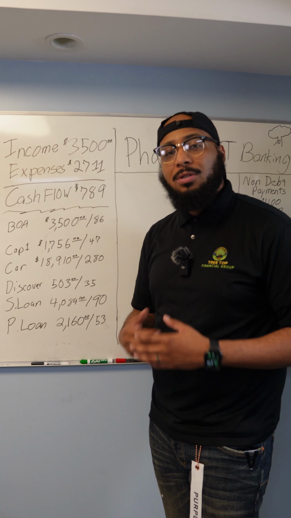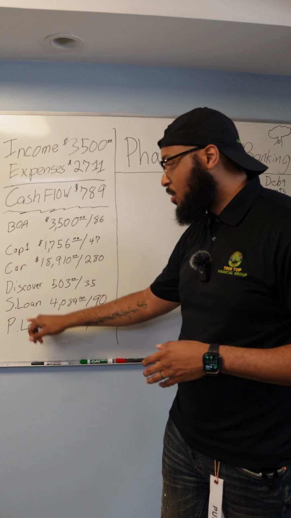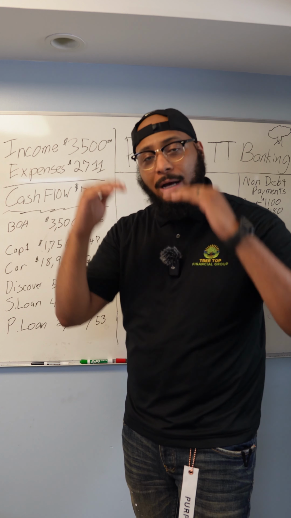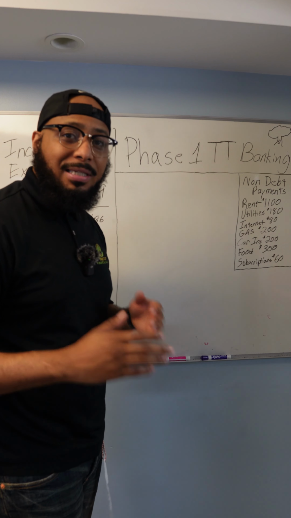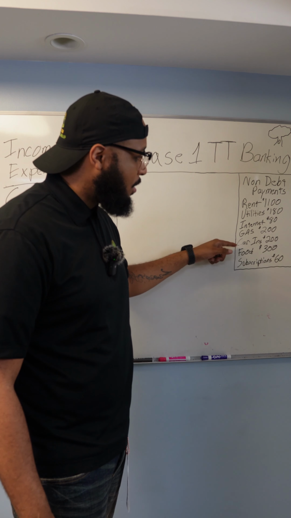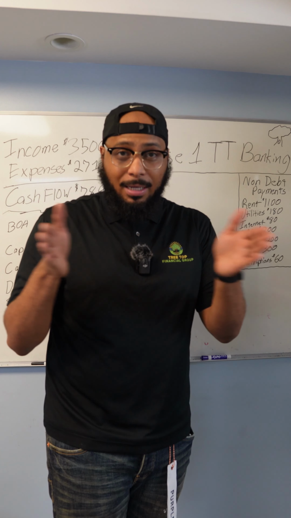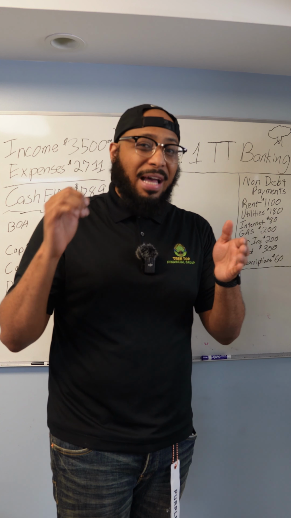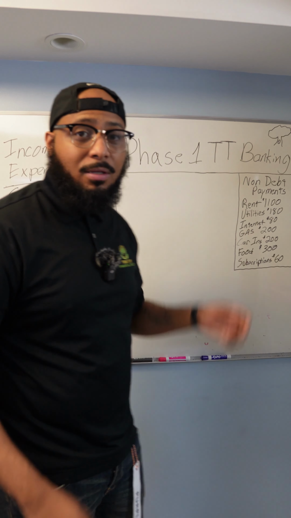So debt payments are something that you can pay down to zero. You've got a bunch of credit cards right here, student loans, personal loans, cars. All of those debts you can pay down to zero and they will be gone. They will add back to your cash flow. Now, non-debt payments will be rent, utilities, internet, gas, car insurance, food, subscriptions. You need to be able to differentiate or separate debt payments and non-debt payments. Once you separate them and you have your cash flow, you're ready to do the advanced debt pay down that we do in phase one of the treetop banking system.